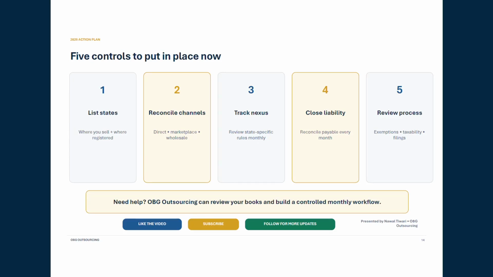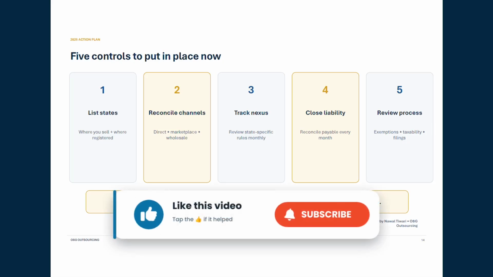Here is the 2026 action plan. First, list all states where you sell and all states where you are already registered. Second, reconcile each sales channel separately. Third, monitor nexus monthly using state-specific rules. Fourth, reconcile the sales tax payable account every month. Fifth, review exemptions, product taxability, filing frequencies, and process exceptions periodically.